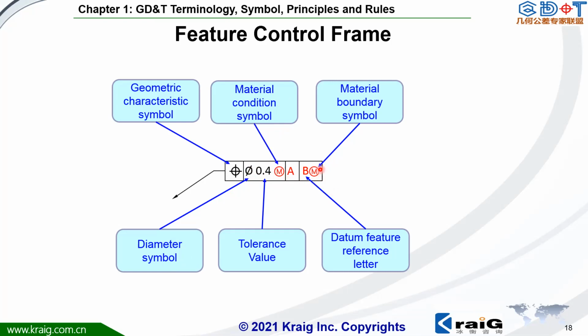The last one is the information about the datum here. Datum feature reference letter, there's a letter here. And also we can use the material boundary symbol here. Here, there's some material modifier. We call this material boundary, and it is related to the MMB, LMB, RMB. You may remember these terms, but we're going to explain this in a later module. Here, this is the main function of this feature control frame.